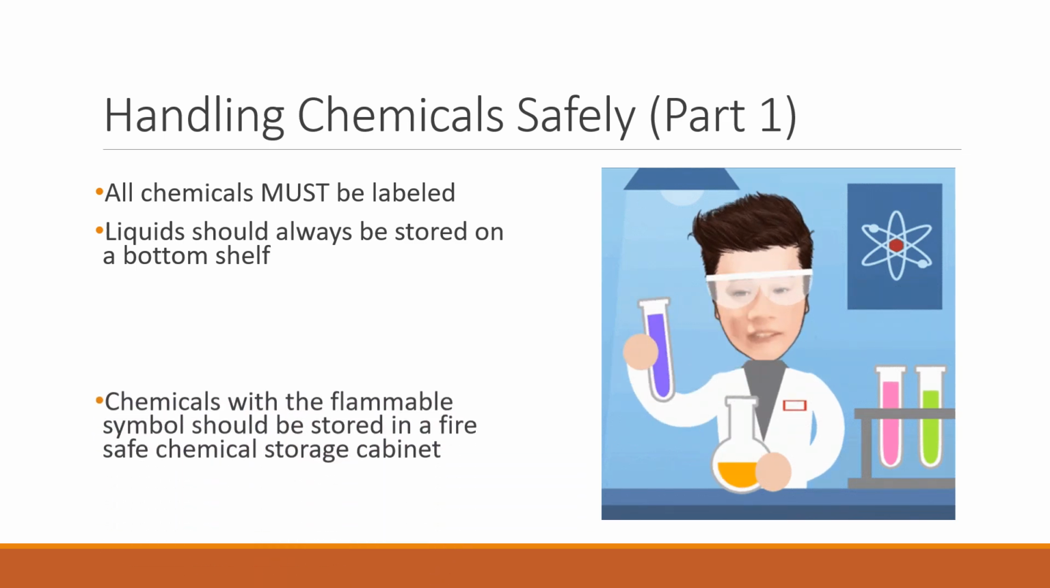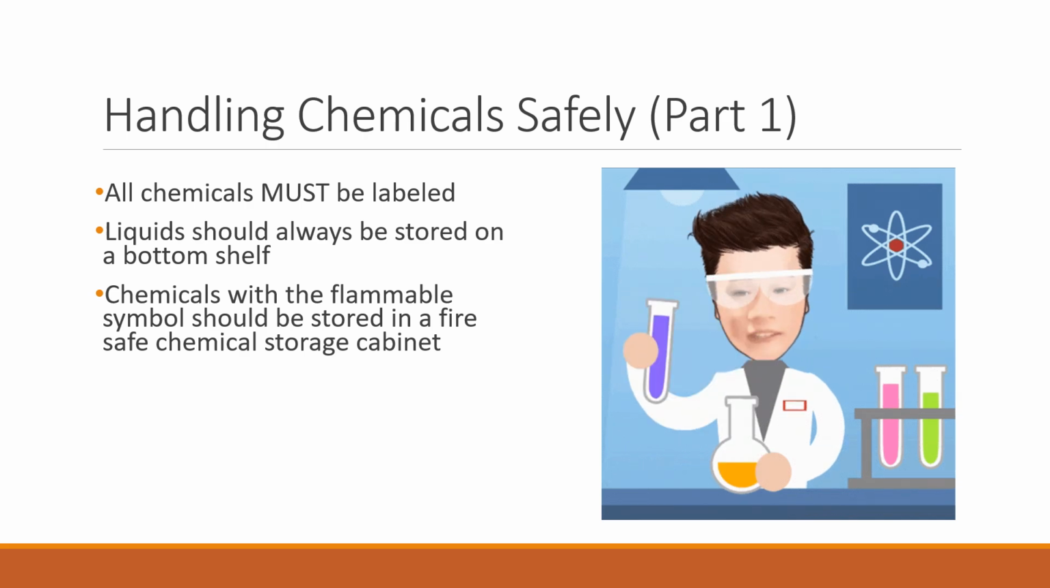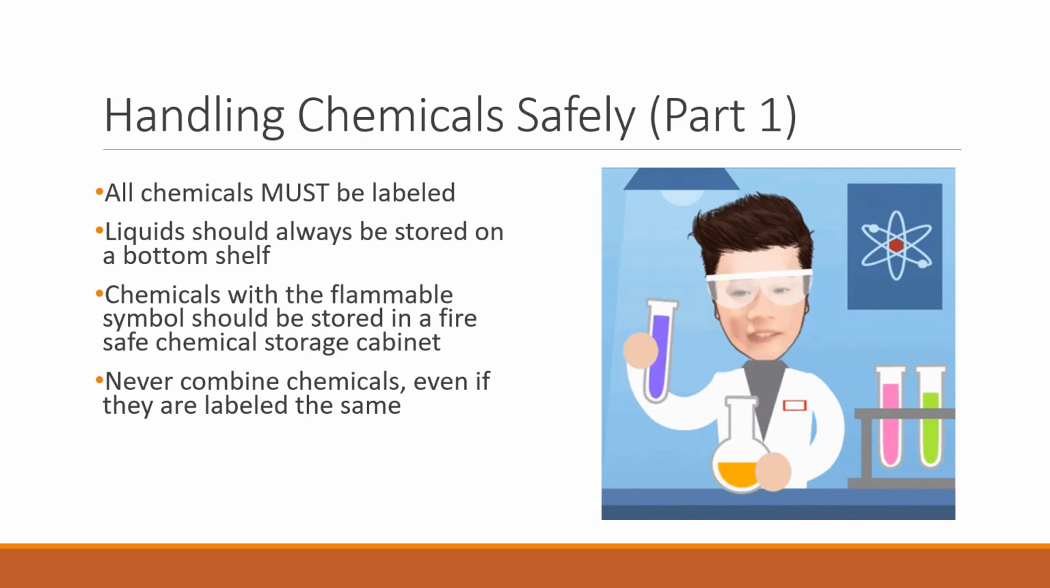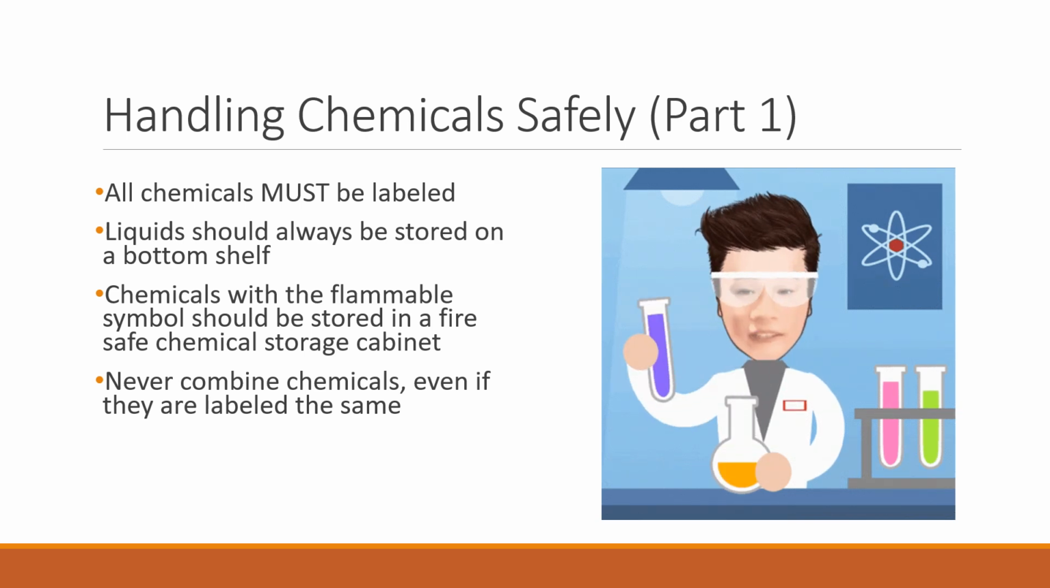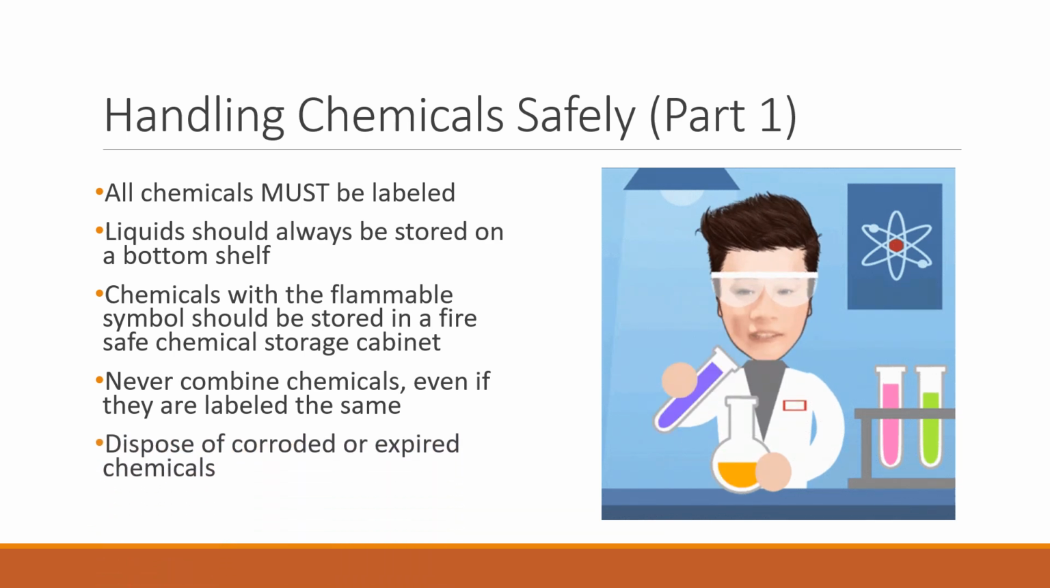Flammable chemicals: store chemicals marked with the flammable pictogram in a fire-rated safety cabinet. Never combine chemicals, even if they're labeled as the same. Use the remainder of one bottle before opening a new one. Dispose of expired or corroded chemicals at Metro Hazardous Waste. For assistance, Bluestone Maintenance can inventory your chemicals and dispose of those that are unidentified or expired.